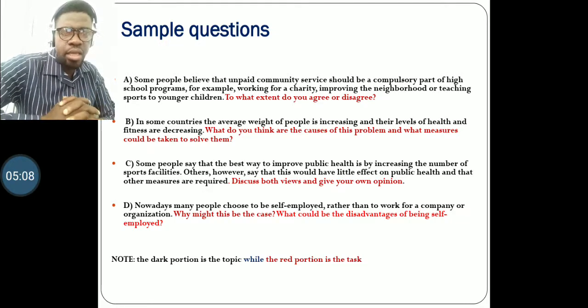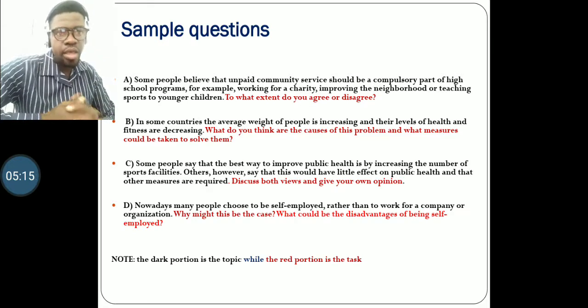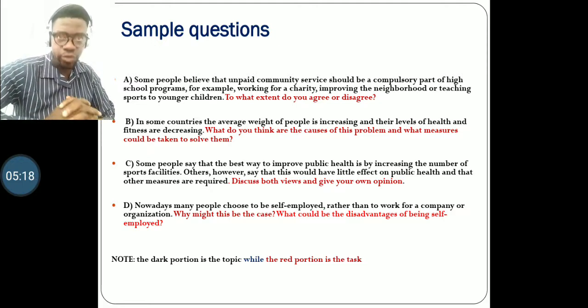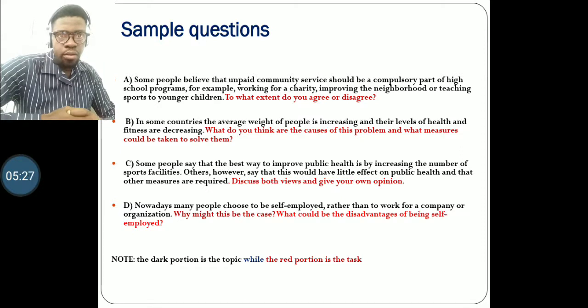Now you will notice that in sample C, we have two views presented in the topic. And the task is asking you to discuss these two views and give your own opinion. The relationship between sample C and sample A is you have to give your opinion. So we say these are opinion questions. However, unlike A and C, B is simply saying you should discuss the causes of a problem and a solution. So that is not about your views or opinion or what you think.